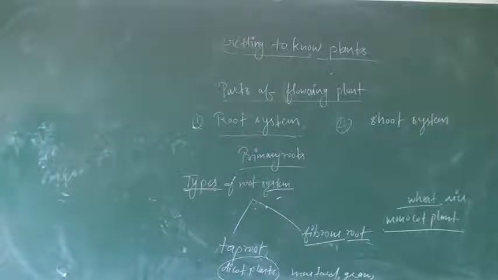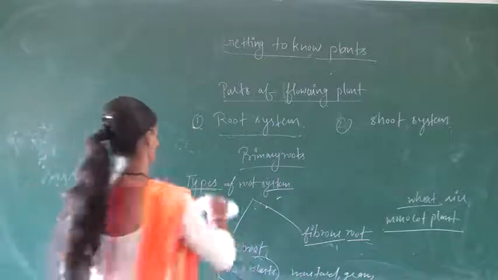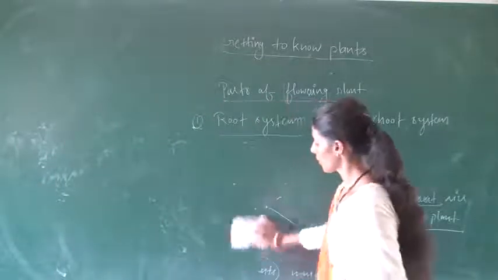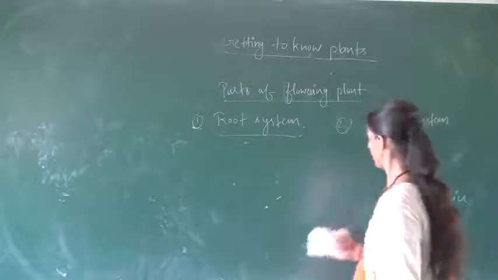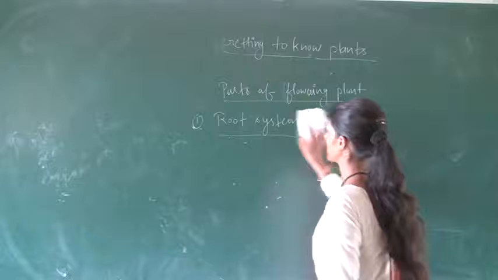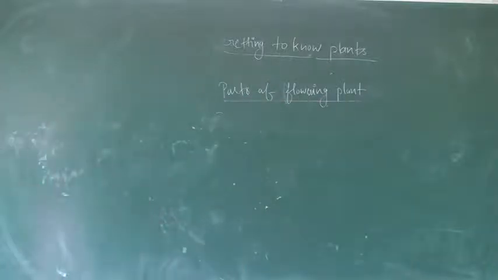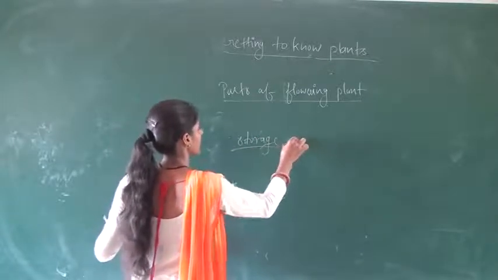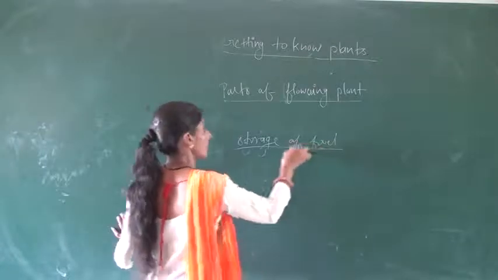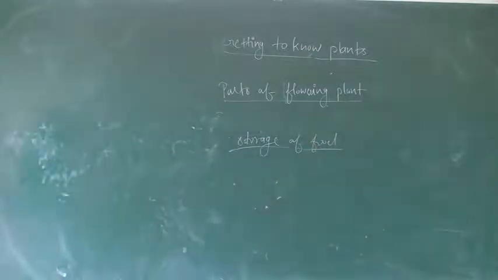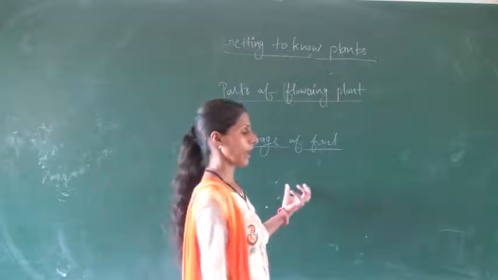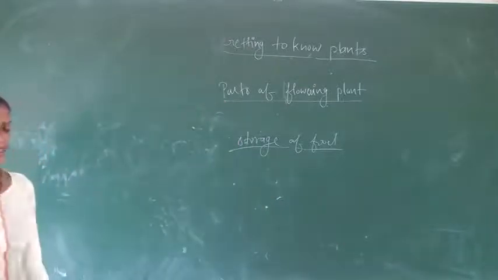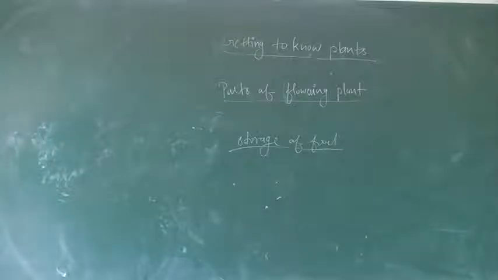After that, modification of roots. Modification of roots means roots have many types of uses. First is the storage of food. Some plants' roots are used to store food, are used as food. For example, carrot, radish, turnip, etc. They store food.